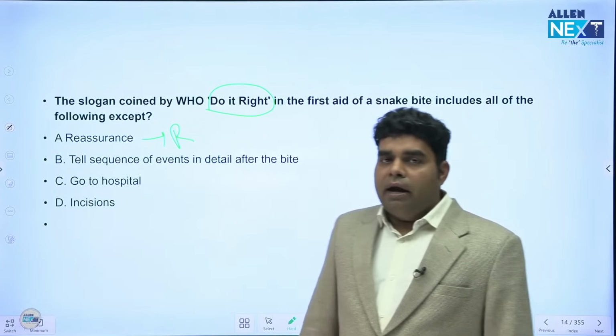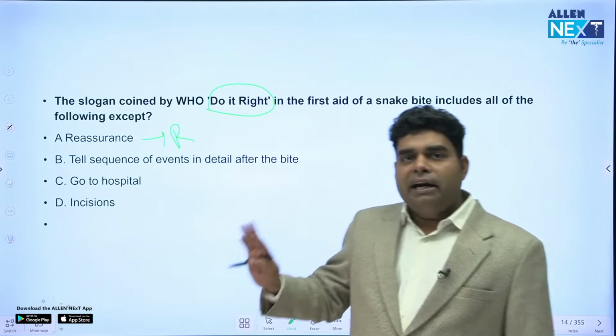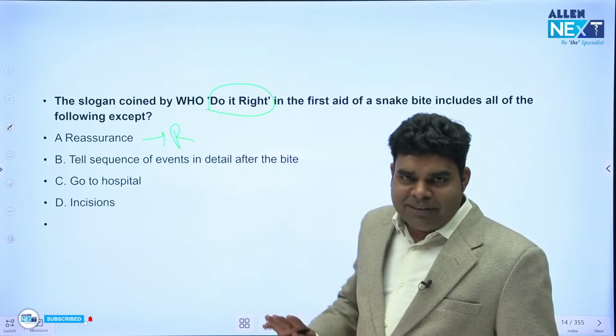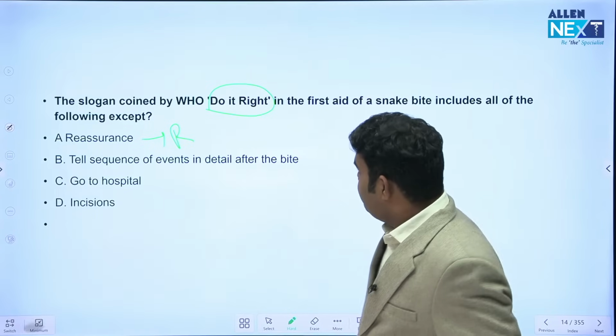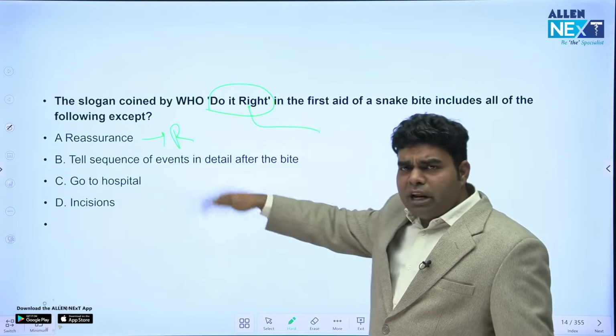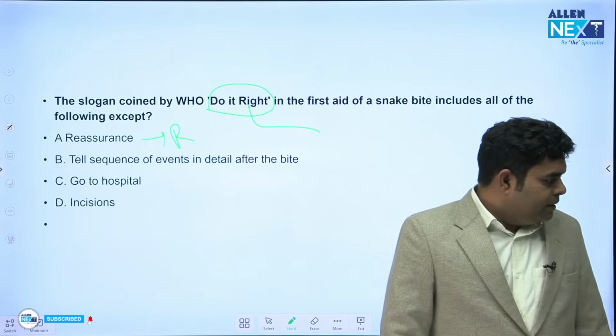Reassurance means around 95% of snakes are non-poisonous. So we will tell the patient that you will not die for sure. 95% chances you will survive. So don't panic, reassure. Then second is I. Can you tell me the answer to this question, which is not included in the do it right strategy?